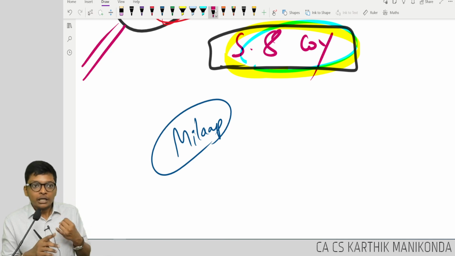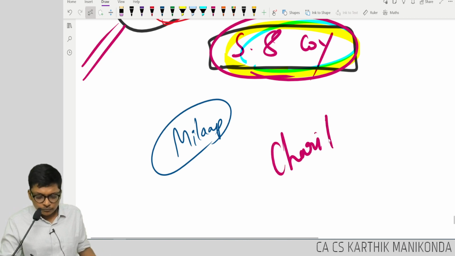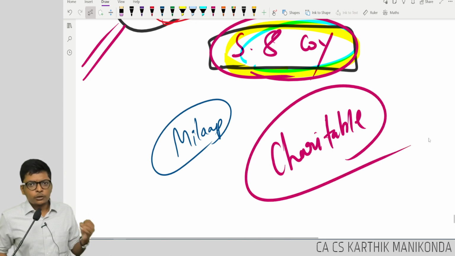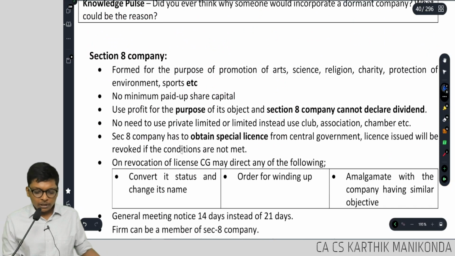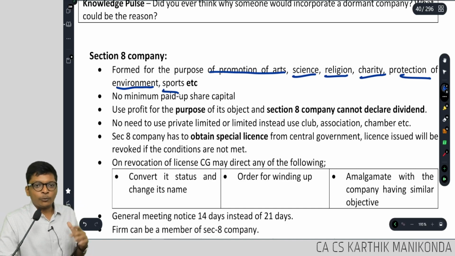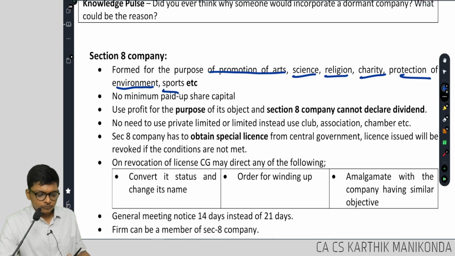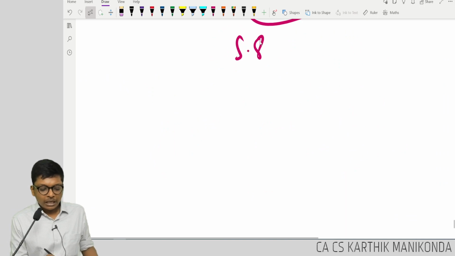For example, HelpAge India. In school, we went and collected from every house 10 rupees, 5 rupees, one badge. You remember, guys? HelpAge India or some organization. Many times these organizations which ask us for money are Section 8 companies, which are incorporated for the purpose of charitable work. What kind of charitable work? It could be for education, it could be for hunger, it could be for arts, sports, culture, religion, it could be anything. So a Section 8 company is formed for the promotion of arts, science, religion, charity, protection of environment, sports, education, feeding the poor, all of it. Are you following, guys? Clear? This company does not have any minimum paid up share capital.